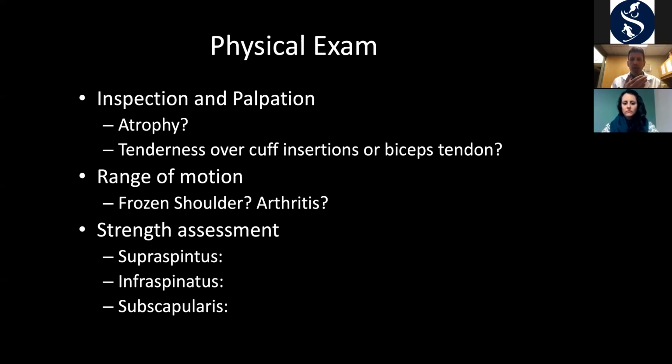So basically we're just resisting you in various directions to determine if possibly you've injured or torn your supraspinatus, your infraspinatus, and your subscapularis. And we have specific muscle tests that we do that isolate those various muscles to determine if one is weak.